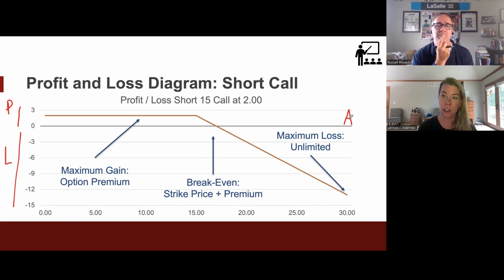This is such a risky position that some brokers won't let you put it on. Brokers all have different rules, but they'll have different permission levels with respect to the type of trades you're allowed to do. And even though this is session one, uncovered or naked short calls and short puts are positions that most brokerage firms don't want individuals to put on.